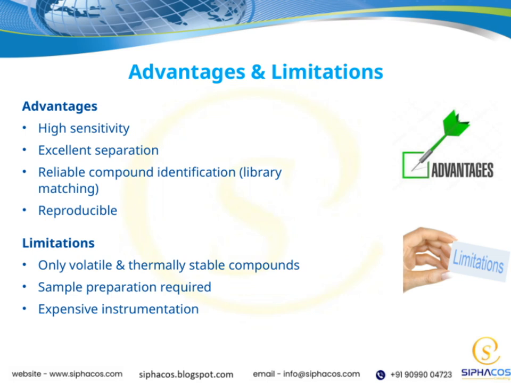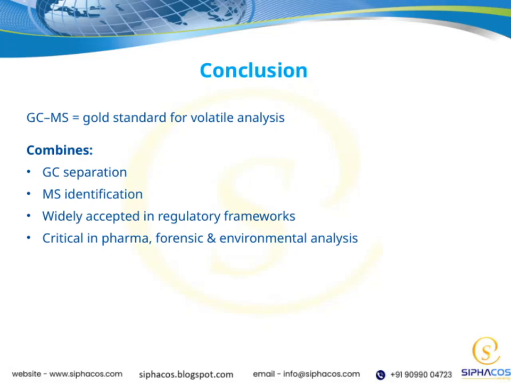Now, on the limitations side, we need to be aware that this method is only suitable for volatile and thermally stable compounds. If the compounds aren't stable at high temperatures or aren't volatile enough, this technique won't work well. Sample preparation can also be quite involved, adding time and complexity to the process. And lastly, the instrumentation required is expensive, which can be a barrier for some labs or applications. Understanding these pros and cons helps us determine when and how to best apply this technique within our broader analytical strategies. Let's wrap up with the conclusion.